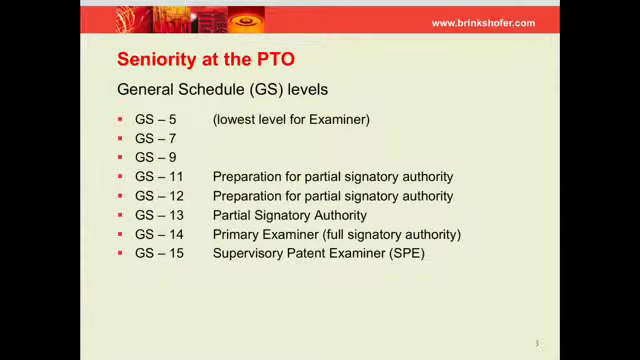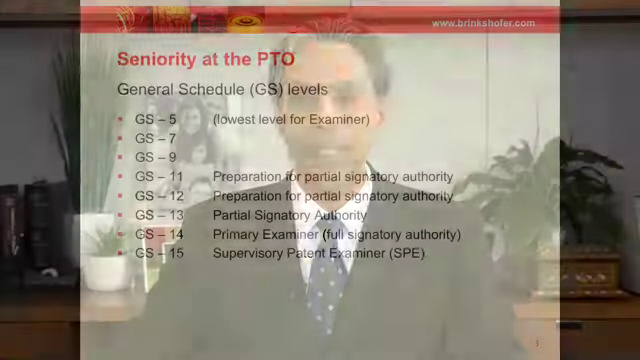We're first going to talk about the GS levels, or in other words, the general schedule levels. Basically, examiners are hired to the patent office in one of GS 5, 7, 9, or 11, depending on their experience level, their number of degrees, as well as their industry experience. After which, they advance through the GS levels, and ultimately they will enter either GS 11 or GS 12, which is where they start preparing for partial signatory authority.